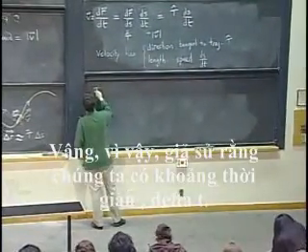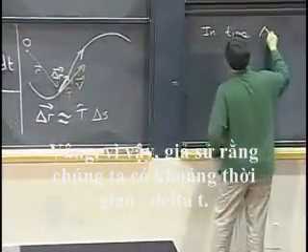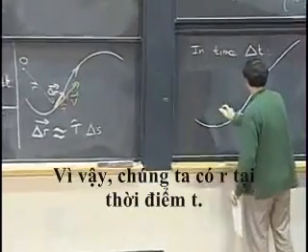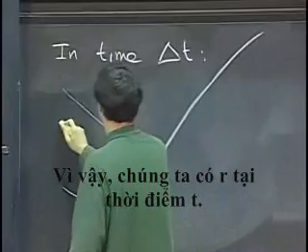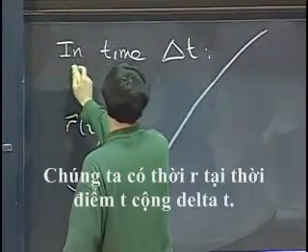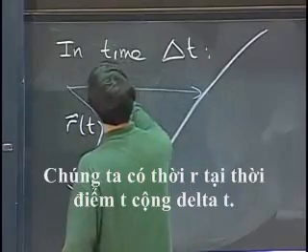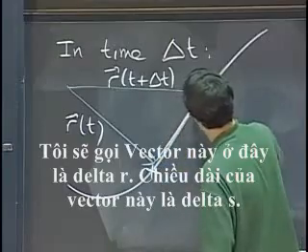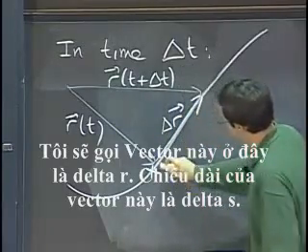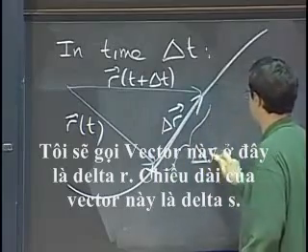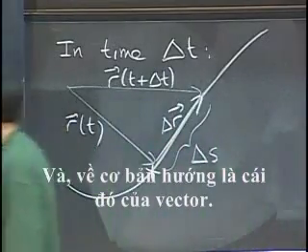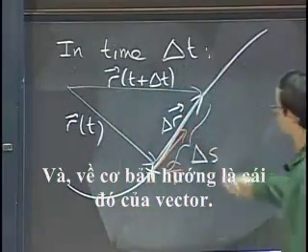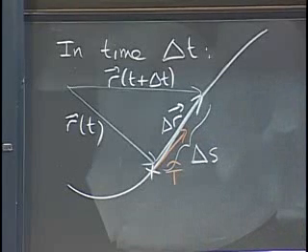Okay, so let's say that we have an amount of time delta t. So let's zoom into that curve. Okay, so we have r at time t. We have r at time t plus delta t. This vector here I will call delta r. The length of this vector is delta s. And the direction is essentially that of the tangent vector.